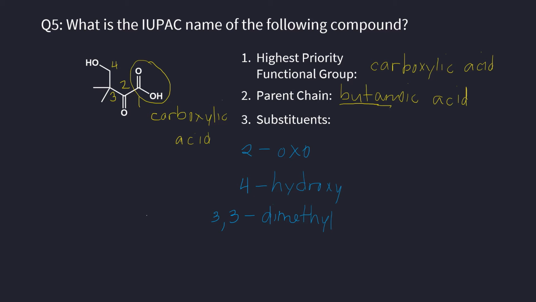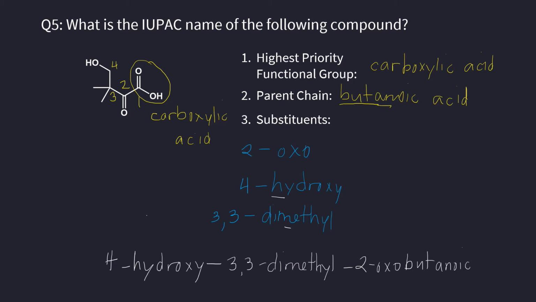And so the IUPAC name of this compound, arranging the groups in alphabetical order, starting with H, is 4-hydroxy. Next is the methyls, 3,3-dimethyl, 2-oxo, butanoic acid. Carboxylic acids, carboxylic acid derivatives, and aldehydes are often easier to name because these functional groups are found at the end of the parent chain, making it easy to assign locants to the parent chain because we automatically know where the one locant is located.